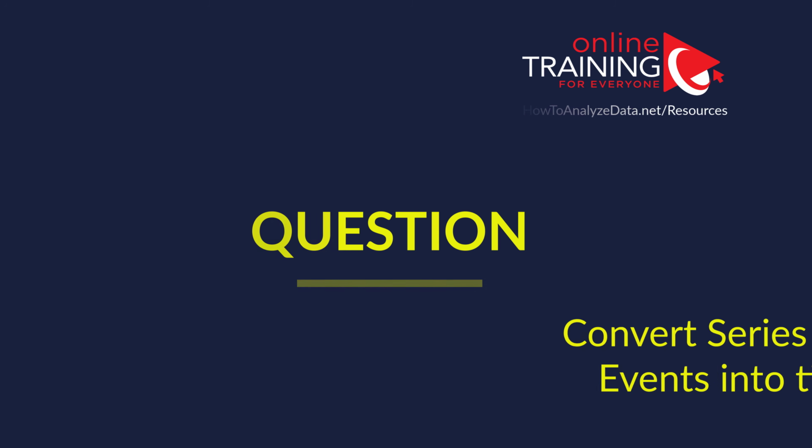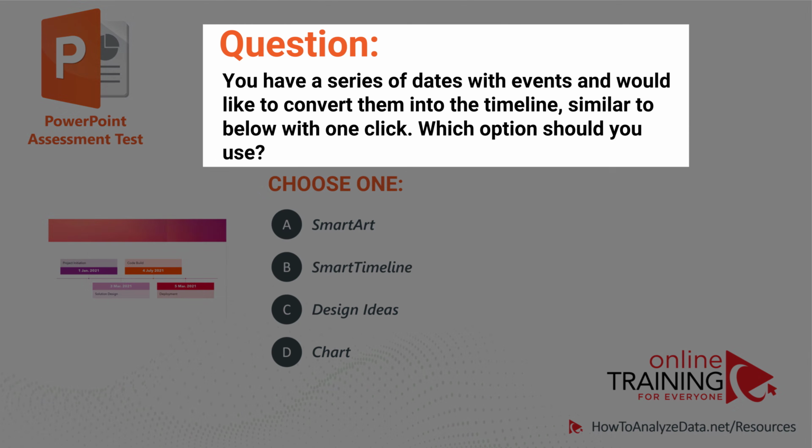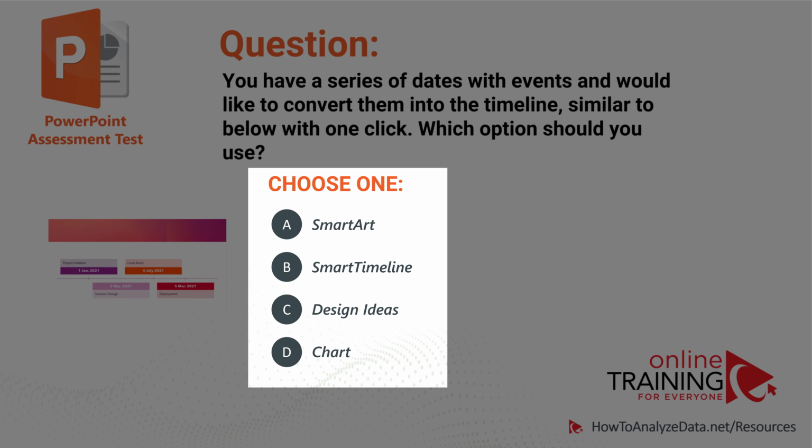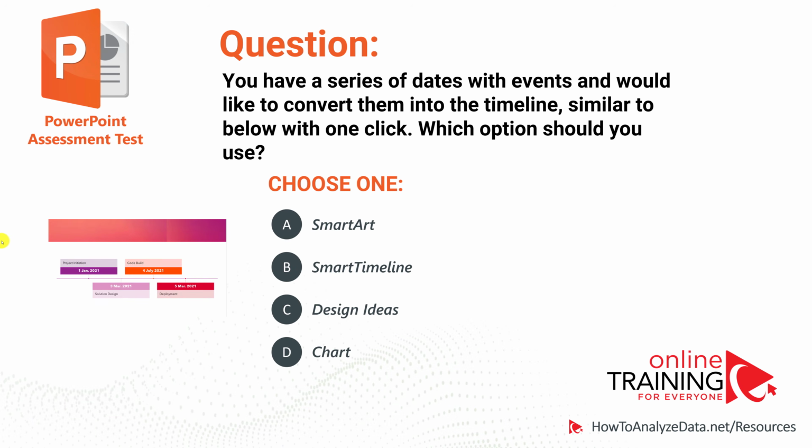Let's look at the question which tests your knowledge of PowerPoint features and capabilities. You have a series of dates with events and would like to convert them into the timeline, similar to below, with one click. Which options should you use? And you are presented with 4 different choices: Smart Art, Smart Timeline, Design Ideas, and Chart. Also, on the left, there is a snippet of how the target slide should look like. Do you think you know the answer? Let's see if we can get to the correct answer together.